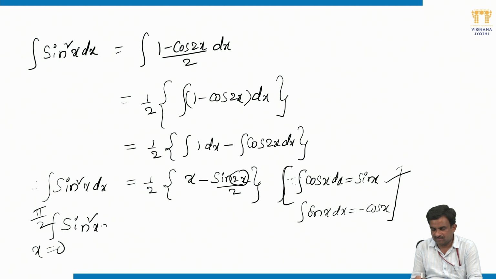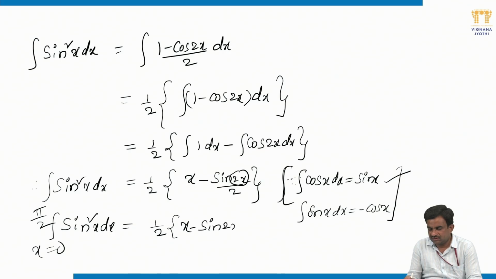To evaluate this, as usual, we can evaluate the integration of sine square x dx without limits. Then whenever the limits are given, we have to substitute both these limits, taking the upper limit substitution minus the lower limit substitution. So take one more bracket here. So x is equal to 0 to pi by 2 are the limits.